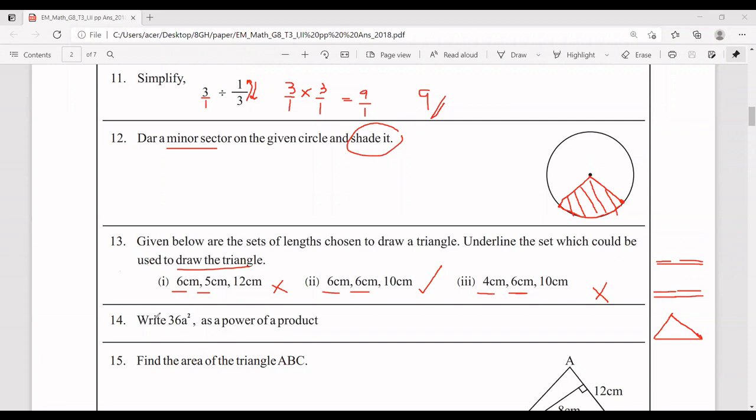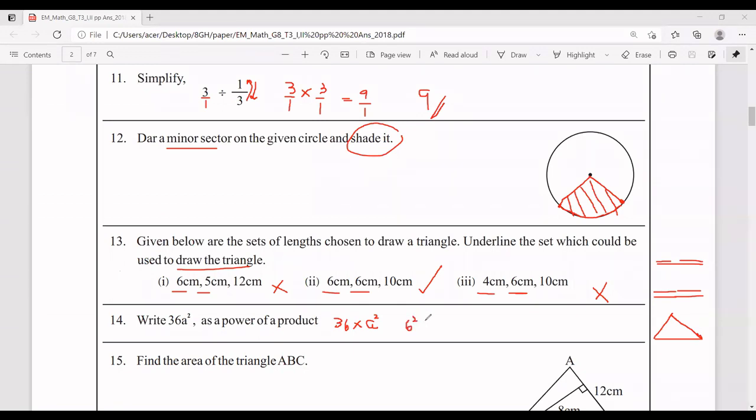14th one: write 36a squared as a power of a product. You know 36a squared means 36 into a squared. Tell me 36 as a square number. 6 into 6. 6 into 6 means 6 squared.